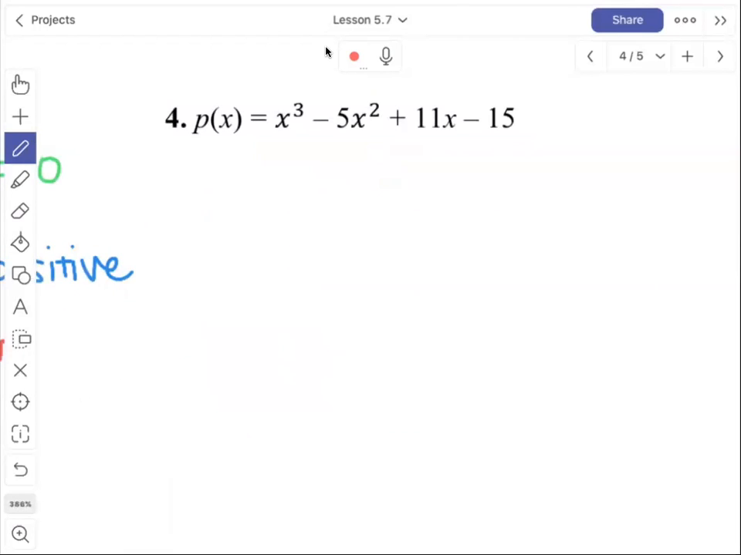Okay. Russell, I'm going to start with you. What would you do first if you're trying to find the zeros of this polynomial? See if we can factor it. Yes, good job. Check to see if you can factor it. Russell, what do you think? Can we factor it? I don't think so. No, we can't.